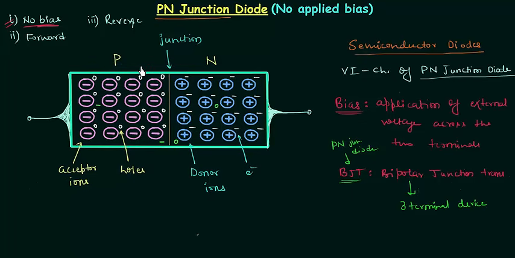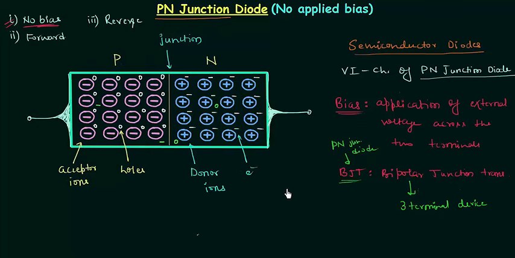If we talk about holes, then the concentration of holes is higher on the p side as compared to the n side, and because of this we have a concentration gradient of holes from p side to n side, and similarly we have a concentration gradient of electrons from n side to p side.